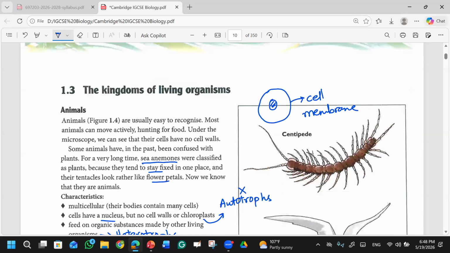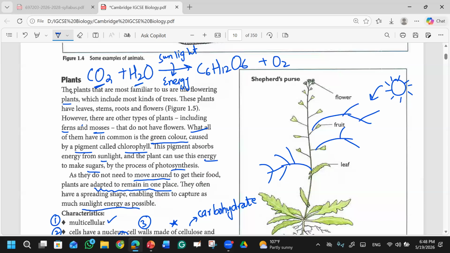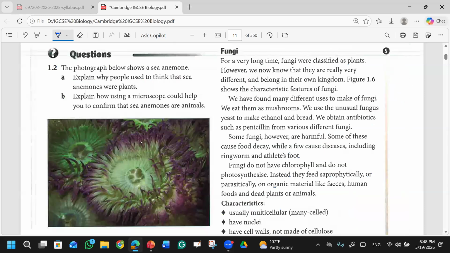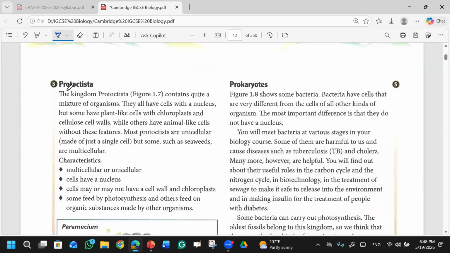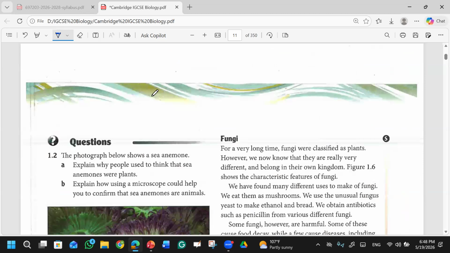So the complex one is the animals, the first one. Then we have plants. We have started from the complex one. Otherwise, the simplest one is from the kingdom Monera, the bacteria, the prokaryotes. This is the simplest one. Then Protista is the second most, then third is Fungi. Now we are moving from the complex to the simplest one.